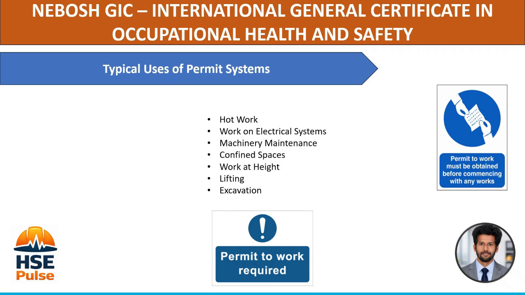Working on electrical systems: whenever working on electrical systems, only competent electricians should be authorized to work on them. Isolation also needs to be carried out, which is the lockout tagout system for electrical work. Whenever any machinery maintenance is carried out, the same thing applies: only competent persons should be authorized to work, and a fire extinguisher should be kept nearby, or isolation of the machine should also be carried out.